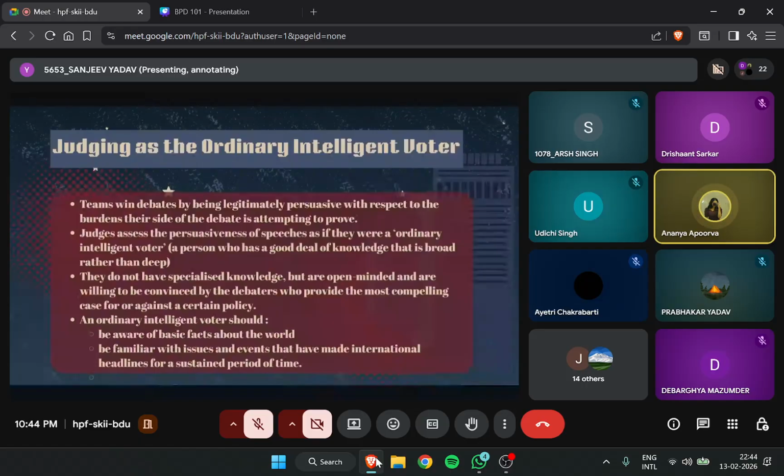Now, anyone can go ahead and be persuasive about anything. You need to be legitimately persuasive. What does being legitimately persuasive mean? That is attempting to prove within the constraints set by the rules of BP debating.